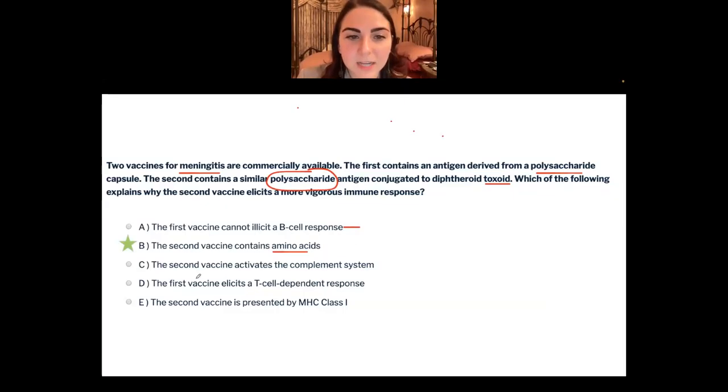The second vaccine activates complement. Both vaccines activate complement, right? We're still going to get IgM in both instances. If this said the first one, that would be correct, but it wouldn't be the answer to the question: why does the second elicit a more vigorous immune response? So that's out. The first vaccine elicits a T cell dependent response? No, T cell dependent is only with proteins. And the second vaccine is presented by MHC class 1? No, it's still going to be presented by class 2, but you need an activated T cell to help with it. Good?